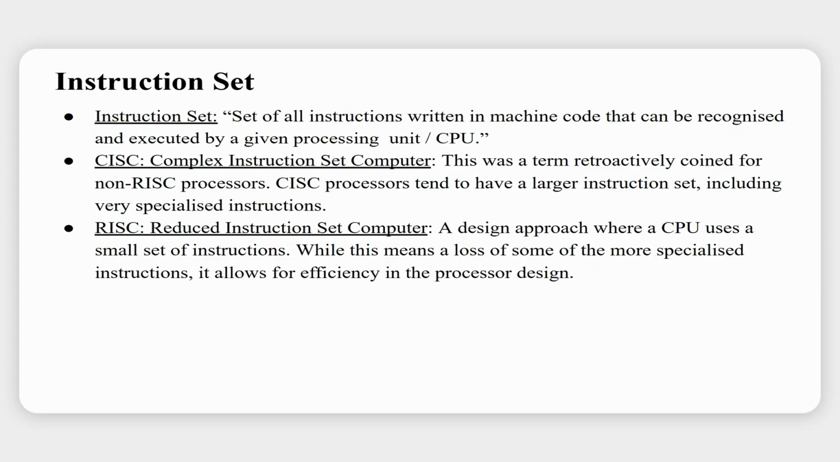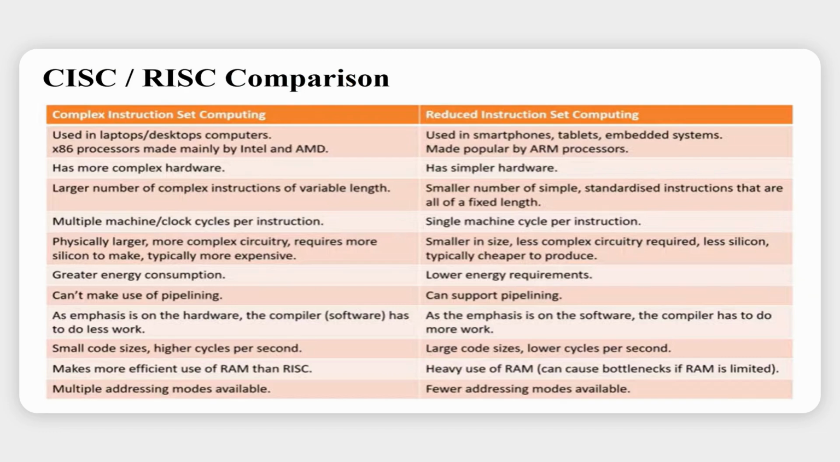RISC, or reduced instruction set computer, is a design approach where the CPU uses a small set of instructions. This means it loses some more specialized tasks but allows for more efficiency in processor design. The differences between CISC and RISC processors: a RISC processor has a smaller range of instructions than CISC processors. The small instruction set means fewer transistors are needed. Therefore, they generally require less power and are more cost effective to produce.